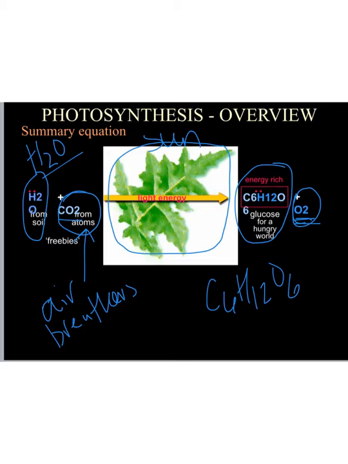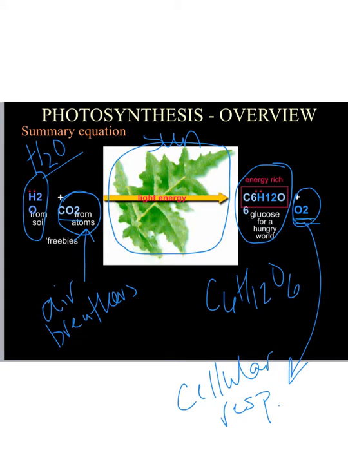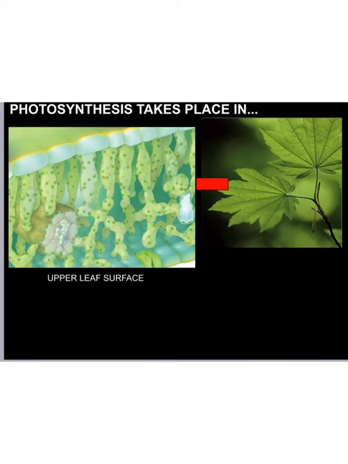So plants do not use oxygen. They think oxygen is just useless, and so they end up giving it off. And then we actually use that oxygen to carry out cellular respiration that we talked about back in chapter 9. So that is the global linkage between photosynthesis and cellular respiration.